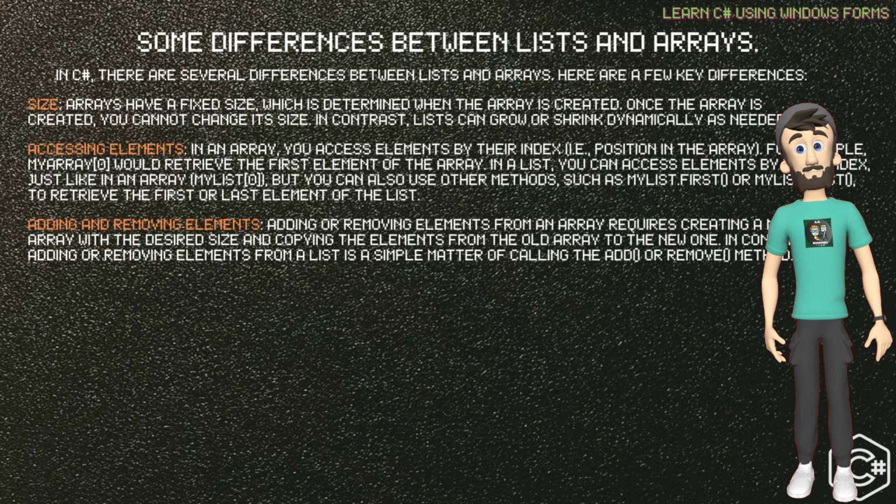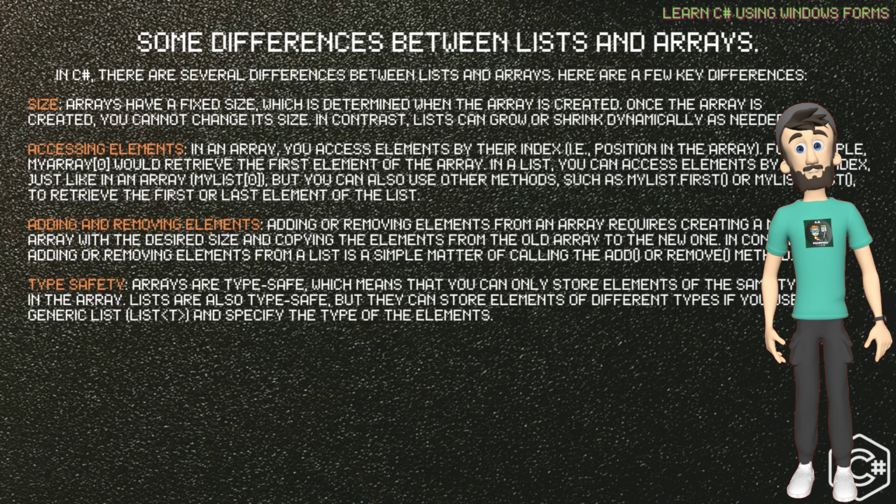In contrast, adding or removing elements from a list is a simple matter of calling the add or remove method. Type safety. Arrays are type safe, which means that you can only store elements of the same type in the array. Lists are also type safe, but they can store elements of different types if you use a generic list, List<T>, and specify the type of the elements.